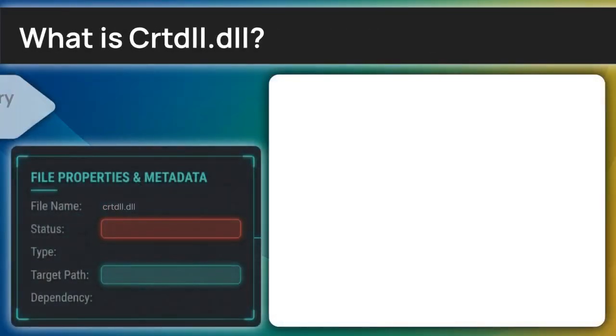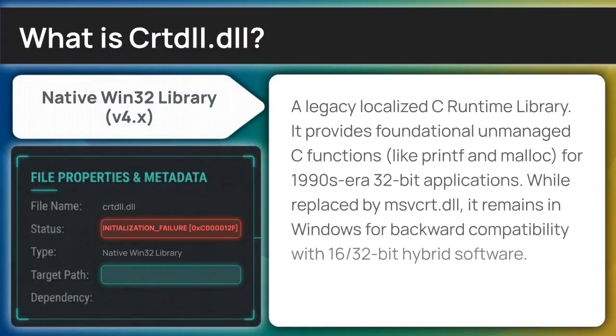This is the Crtdll library, a legacy localized C Runtime library. It provides foundational unmanaged C functions like printf and malloc for 1990s era 32-bit applications. While replaced by msvcrt.dll, it remains in Windows for backward compatibility with 16 and 32-bit hybrid software.